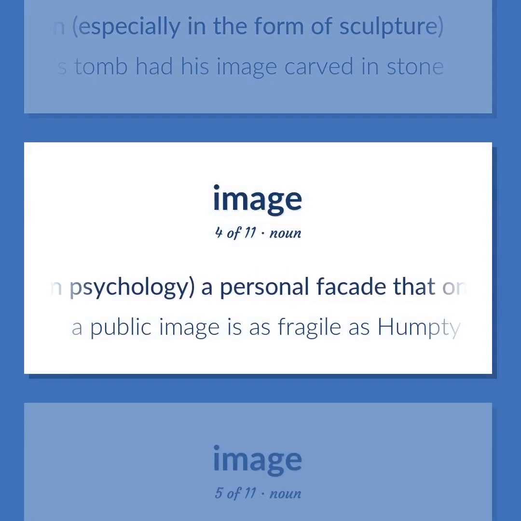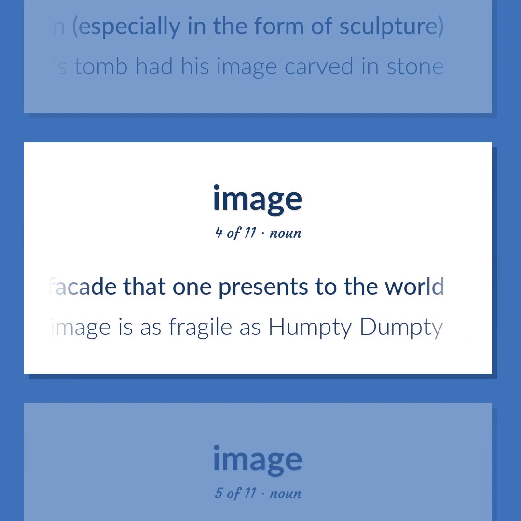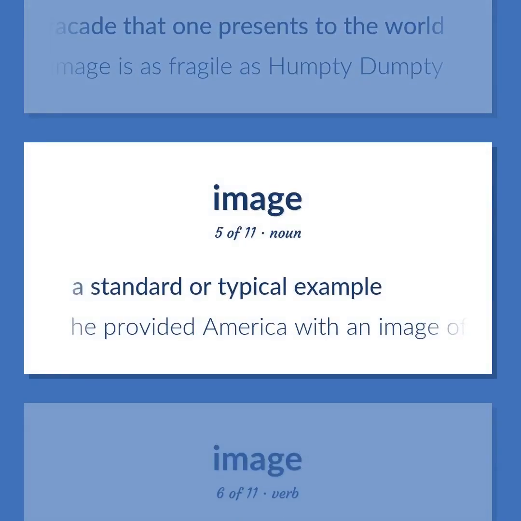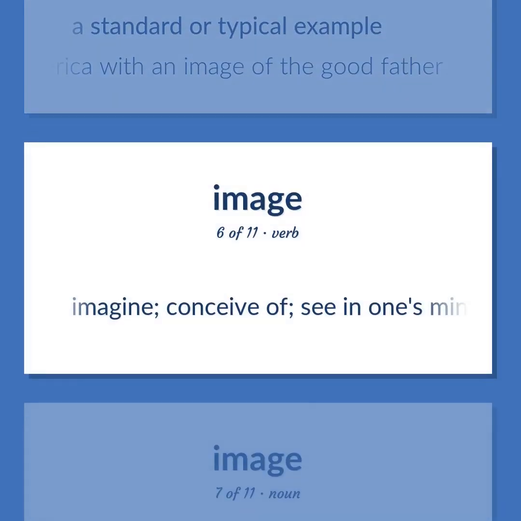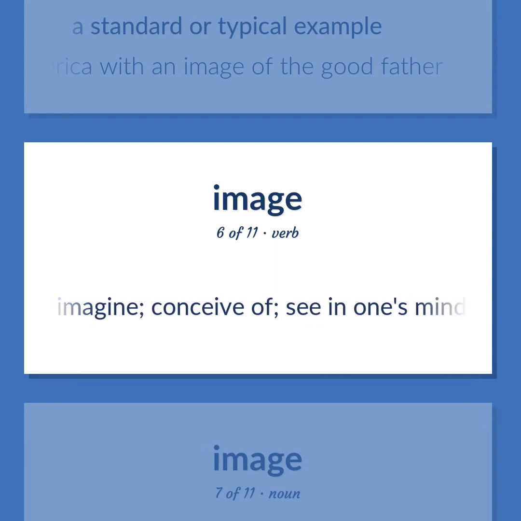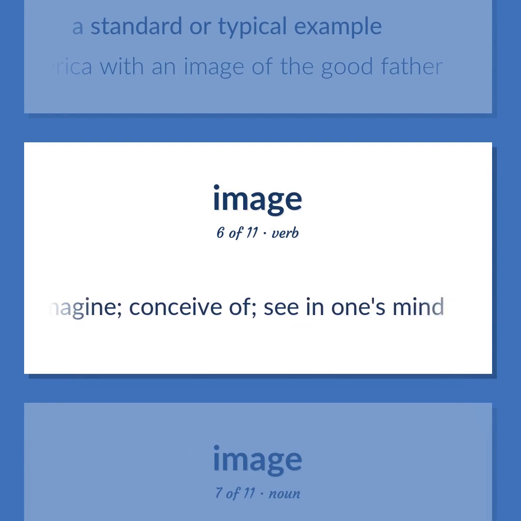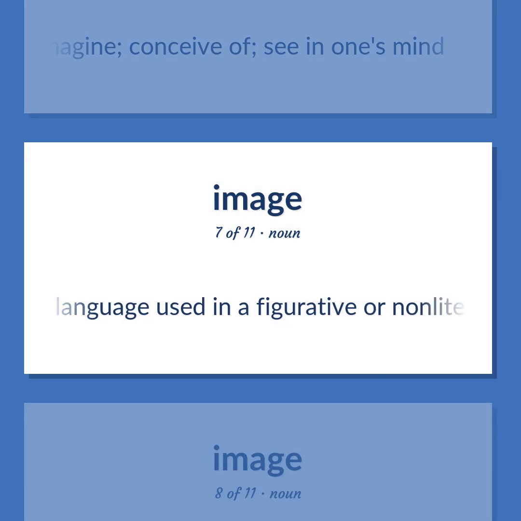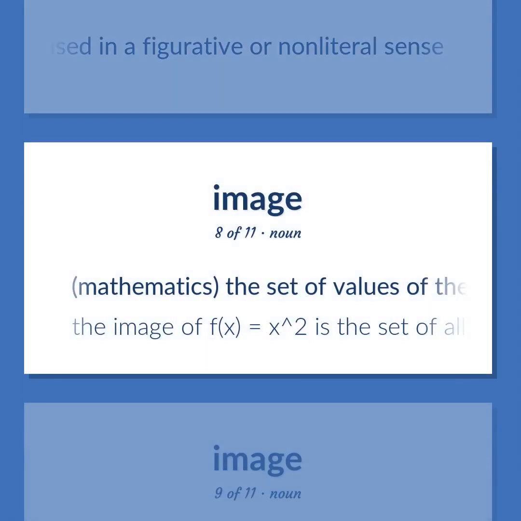Jungian psychology, a personal facade that one presents to the world. A public image is as fragile as Humpty Dumpty. A standard or typical example. He provided America with an image of the good father. Imagine. Conceive of. See in one's mind. Language used in a figurative or non-literal sense. Mathematics. The set of values of the dependent variable for which a function is defined.